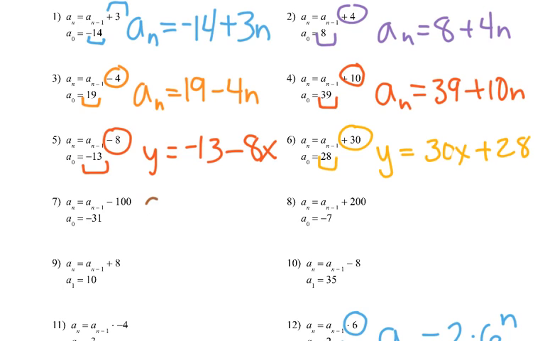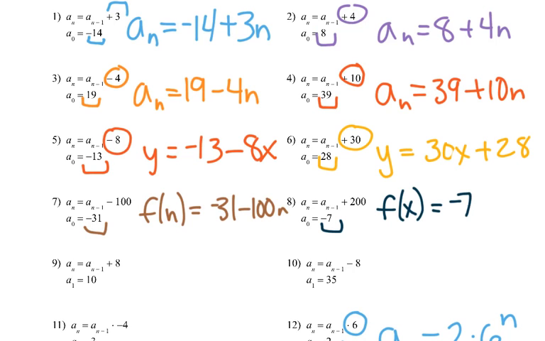Okay, now could I do f of n instead? Yeah. And then my start would be negative 31, and I'm subtracting 100 n amount of times. I could even do f of x. Okay, start negative 7, and I'm adding 200 each time. And I put an x there because it's f of x. Okay, so there's lots of different ways I could do that.